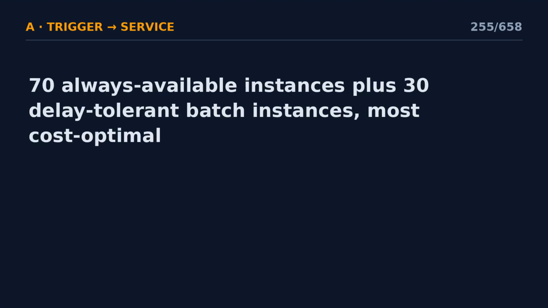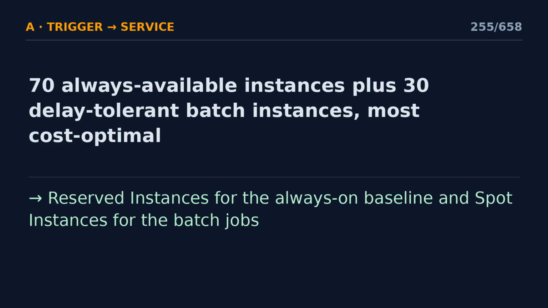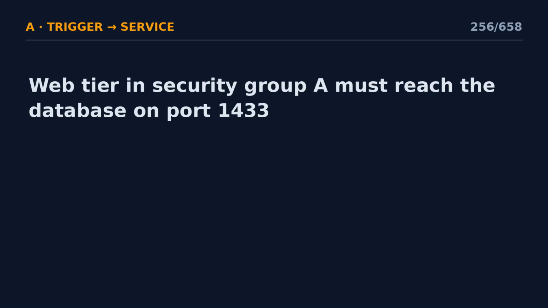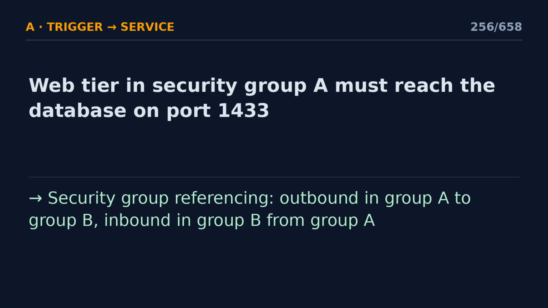70 always available instances plus 30 delay-tolerant batch instances, most cost-optimal. Answer: Reserved instances for the always-on baseline and spot instances for the batch jobs. Web tier in security group A must reach the database on port 1433. Answer: Security group referencing, outbound in Group A to Group B, inbound in Group B from Group A.